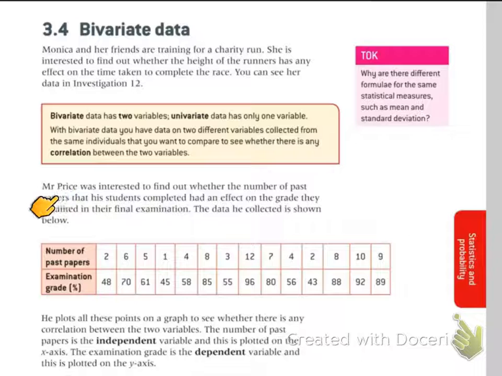We're going to talk about this, just like the situation here with Mr. Price, who had number of past papers and their outcomes and their percentages. And he just wanted to see, is there some sort of correlation between the two? So he graphs them and looks at the graph. Now remember, when we're talking about variables, we have independent variables, the ones that you control, and then you've got dependent, the ones that are controlled by what you put in. So we don't control the dependent directly, but we do get to control what we put into it.